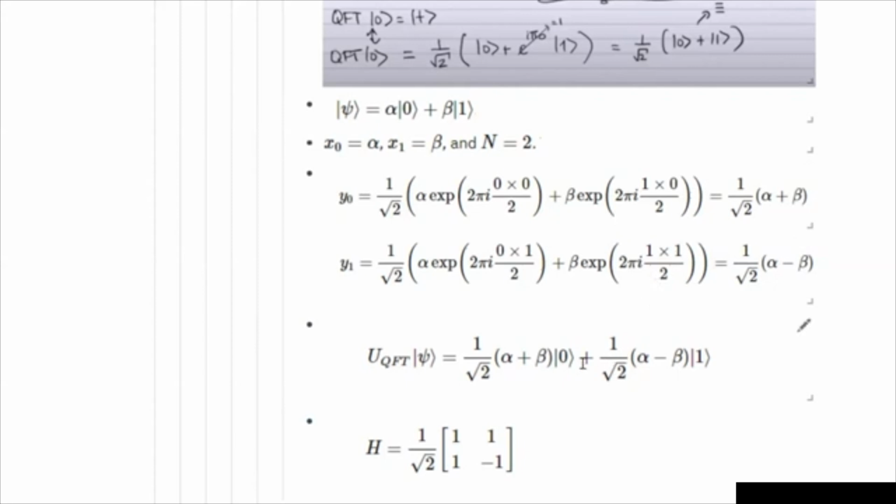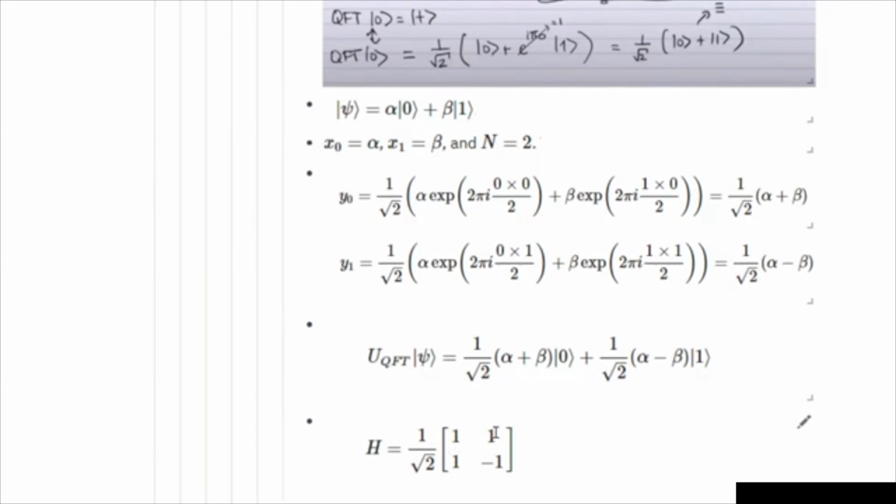So for the zero state it would be a plus state. For the one state it will be a minus state. And turning it into a matrix here, the first column represents 1 1, in the sense that 0 is unaffected and 1 is also unaffected.